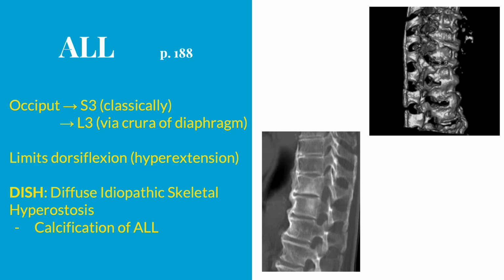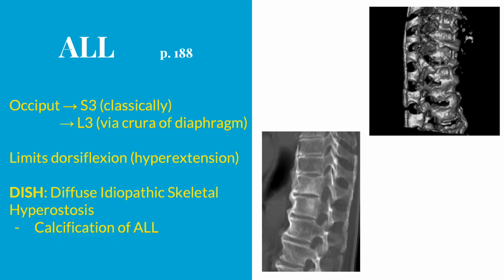Moving into the rest of the ligaments. So we're going to talk about some of the things that are normal for these ligaments and what happens when it goes wrong. So classically, the ALL is defined as going from occiput to S3. However, you can see in that little box on page 188 that newer information says that it goes from occiput down to L3, and that happens by attaching to the tendon from the crura of the diaphragm. So if you see crura of the diaphragm on your exam, we're talking about ALL. We're talking about the more conventional new definition as told by Mr. Morter.